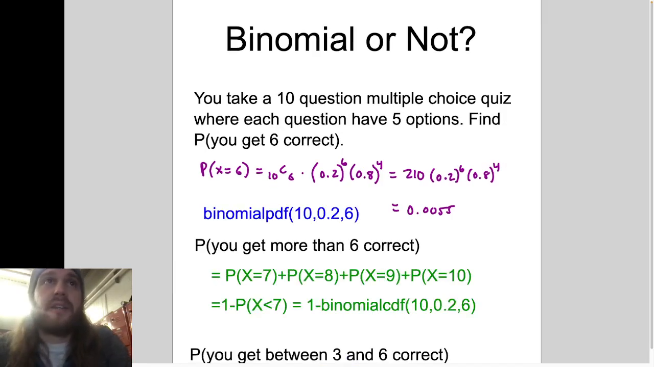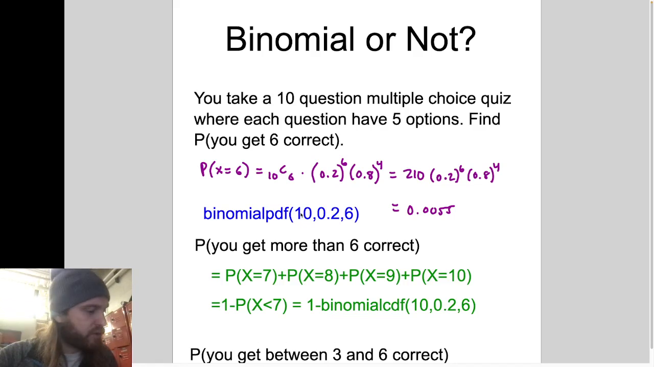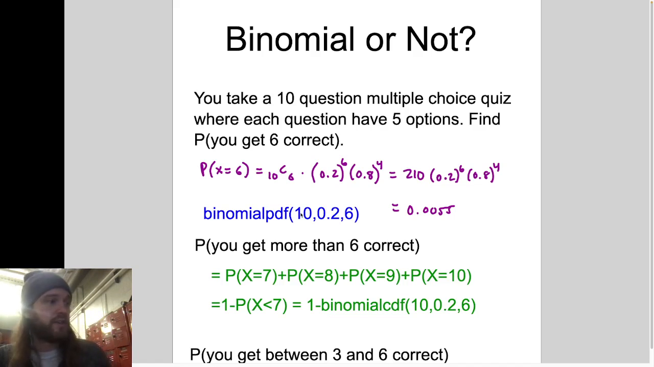All right, let's take a look at these two problems. If you use binomial PDF on your calculator, you go to second distributions and scroll all the way down. Binomial PDF and CDF ask for the same things. PDF asks for a single value, so you plug in the number of trials, which is 10.